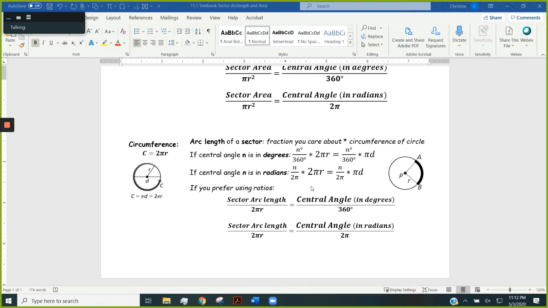If you prefer ratios, the sector arc length, that's your unknown. So arc length over entire circumference, 2 pi r, equals central angle over 360. Again, that's only if you're given it in degrees. If that angle measure n was given to you in radians, do the exact same thing, but do n over 2 pi, whatever that central angle is over 2 pi. And whenever you're solving a ratio, you'd probably cross multiply and then solve for the unknown.